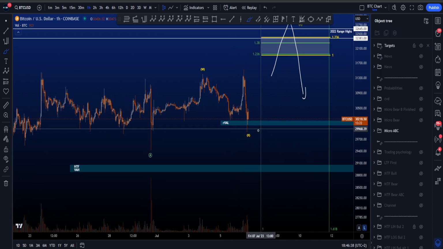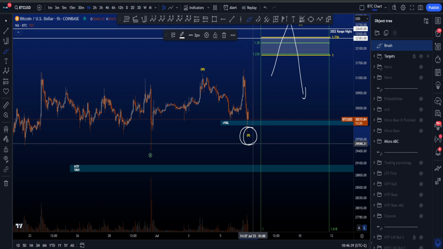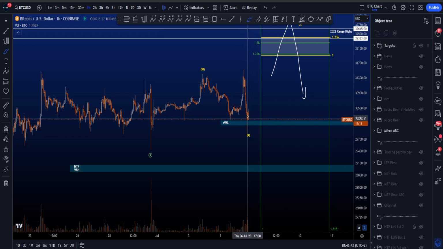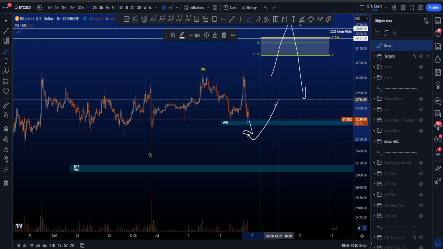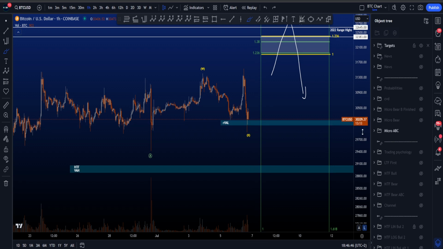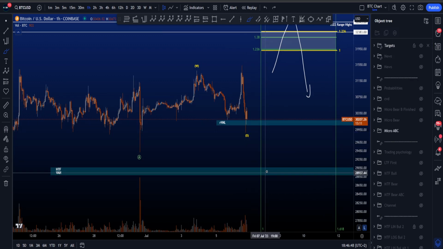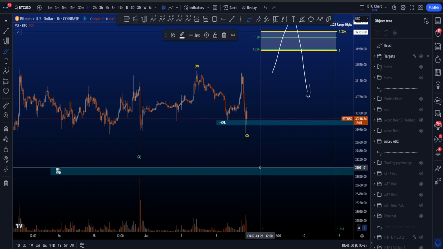Now in this particular scenario, this over here, or very close, is going to be the low of X. So maybe one move down to wick this low and then up, that's fine. That's what I would respect. But if we continue, then the next target area is going to be the 29k lows.